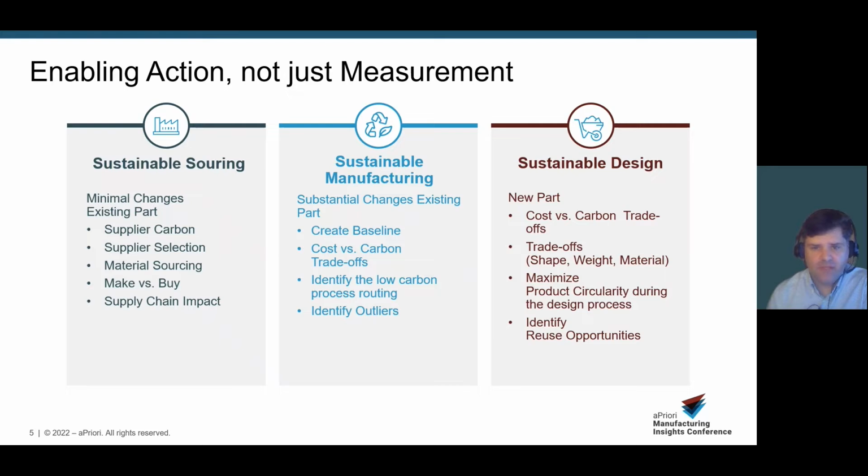And then finally, we'll look at an example for sustainable design. It's a new part, kind of blue sky, looking at cost versus carbon trade-offs between shape, weight, and materials, maximizing product circularity through the design process, and identify reuse opportunities early in the design cycle.